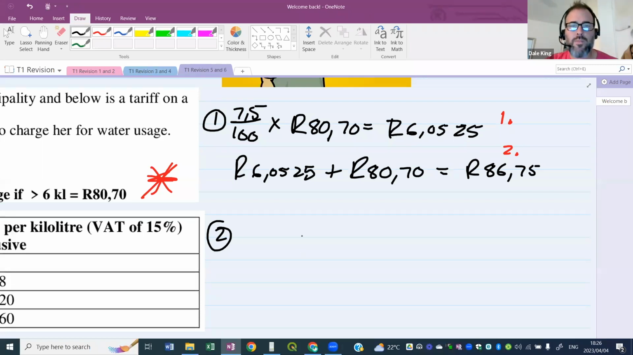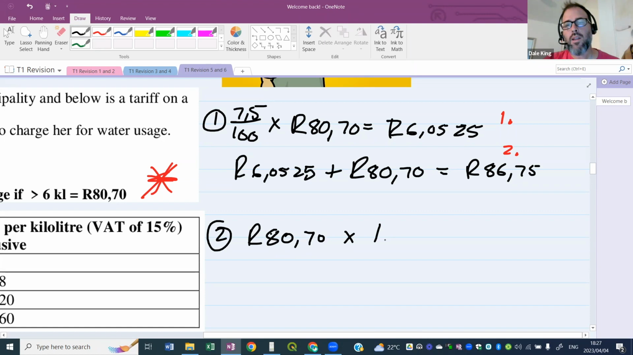All right, let me show you. So you take your 80 Rand and 70 cents and you multiply by 1,075. Okay, 1,075. Now, where does this 1,075 come from? This one here is saying that we want to take our 80 and increase it and add on interest. And then the 0,075 part here, that is the interest.